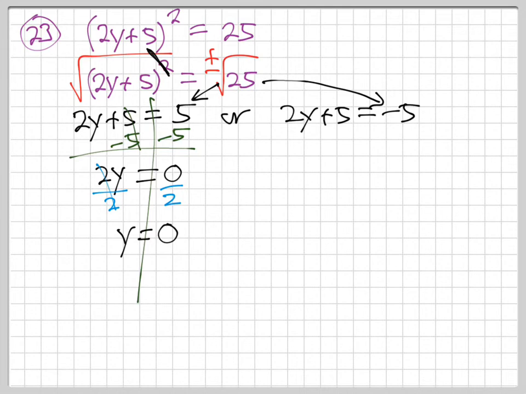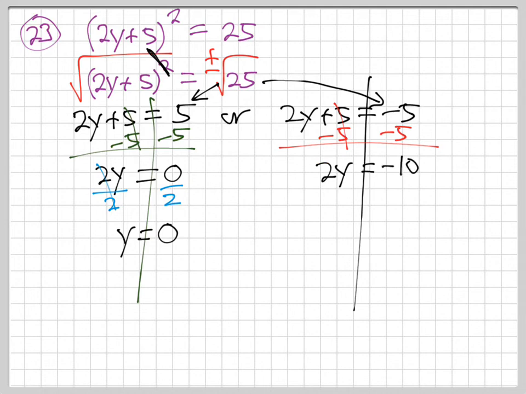All right, and then the other one. Y wants to be alone. Subtract 5 from both. Cancels. 2y is minus 10. Last step. Divided by 2. Y is minus 5. The 2 answers are 0 and minus 5.